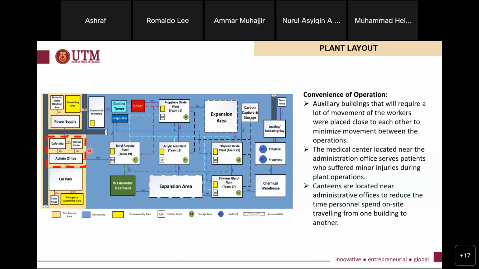So overall, in the non-process area, the dimension implemented with an average of 10 meters apart to minimize space and time spent to travel from one building to another.